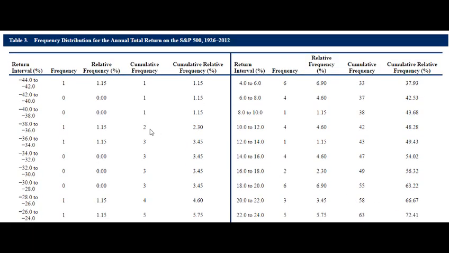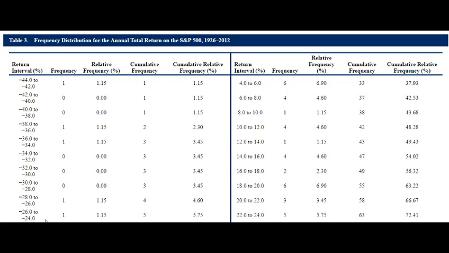If I scroll back up here, we can look at the return intervals, which have been shortened to 2%. So minus 44% to minus 42%, we had 1 year where the annual return fell within that range. So the cumulative frequency is of course 1, the first year, and the relative frequency, 1 divided by 87, gives us 1.15%.